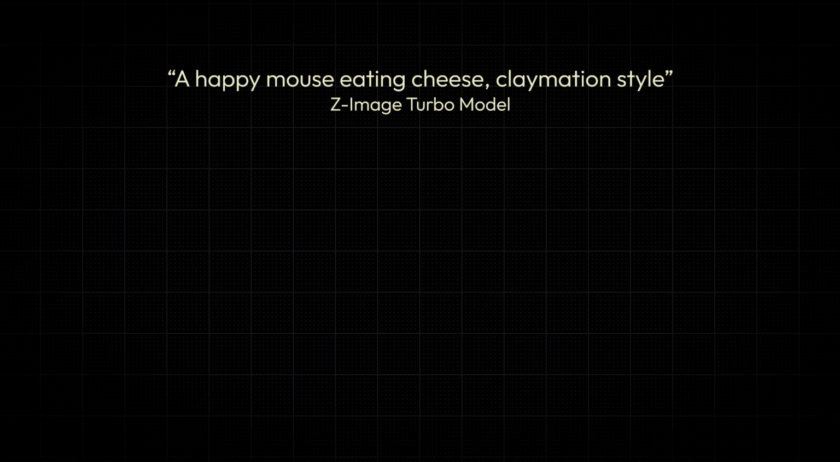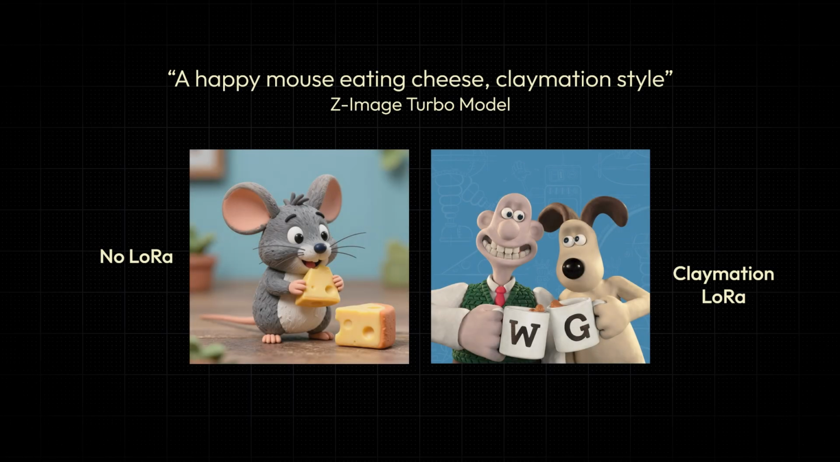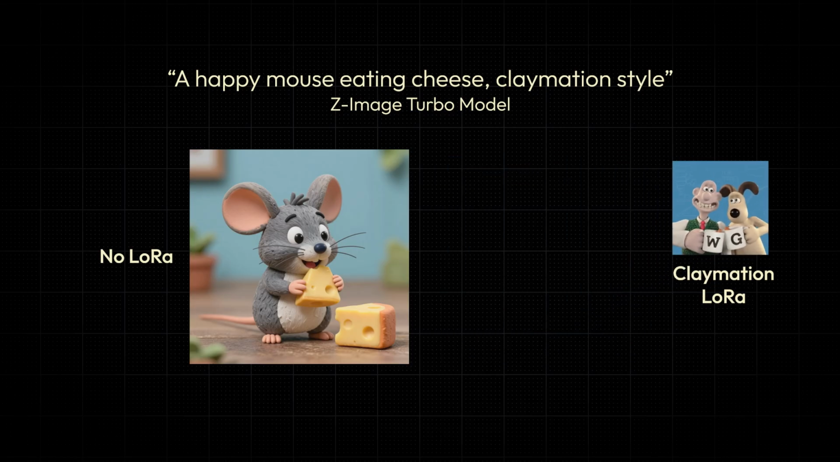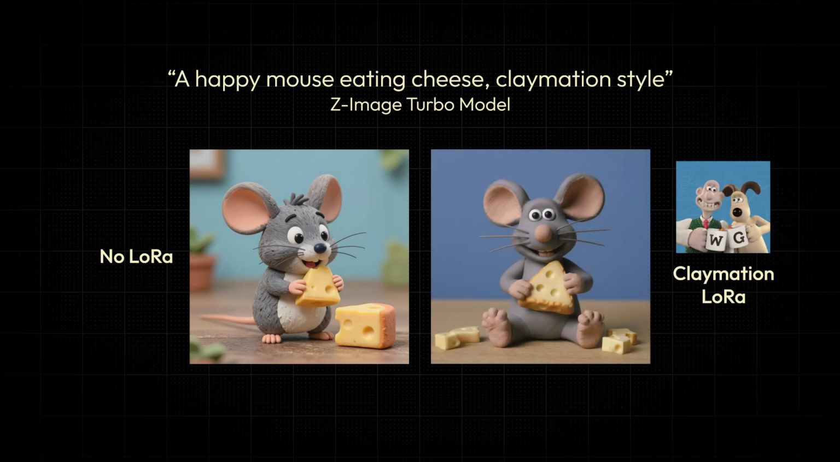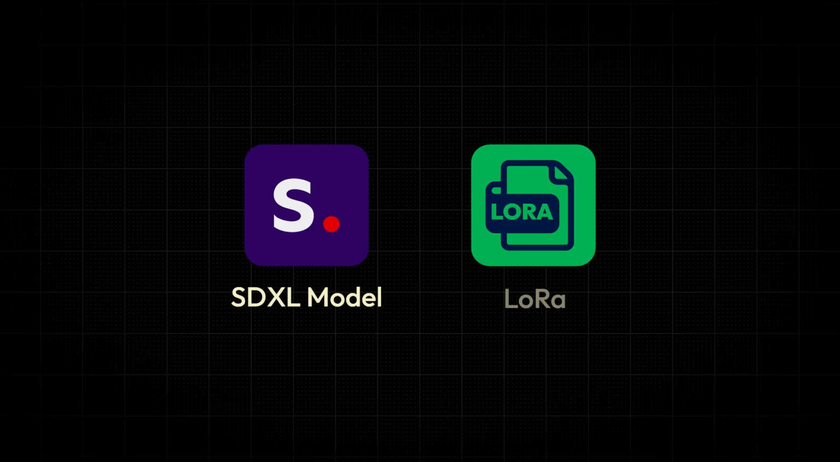The easiest way to understand it is with an example. Same base model, same prompt, but with a LoRa trained on the claymation style of Wallace and Gromit, the output looks completely different. The characters come out with a chunky handmade clay look that is instantly recognizable. And because LoRas are small add-on files rather than full models, they are easy to download, swap out and experiment with. That's really what makes them so popular.